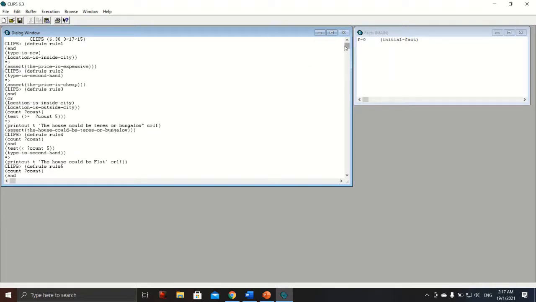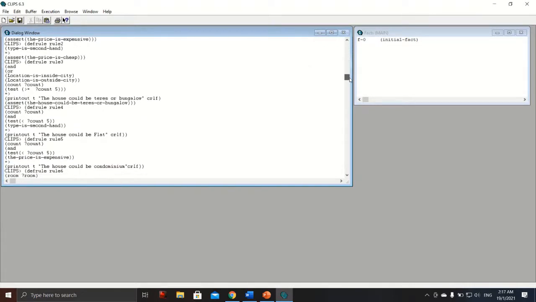For rule number 4, it will check if the count is less than 5 and the house is second hand, and it will print out that the house could be flat. For this, there is no further process for second hand. The further process is only for the expensive house and the new one.